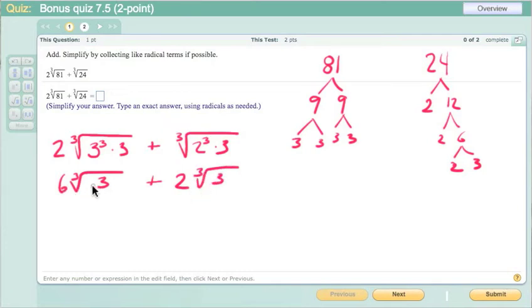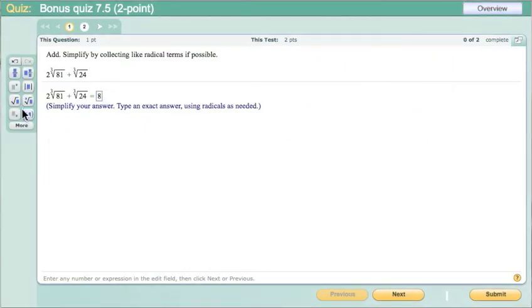And now I see I have 6a's plus 2a's. Clearly I have 8a's. And the a in this case is the cube root of 3. And that is the answer to this problem. I have simplified it by collecting like radical terms. 8 times the cube root of 3.